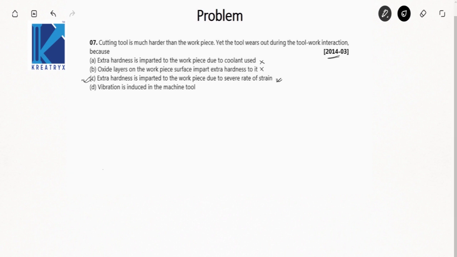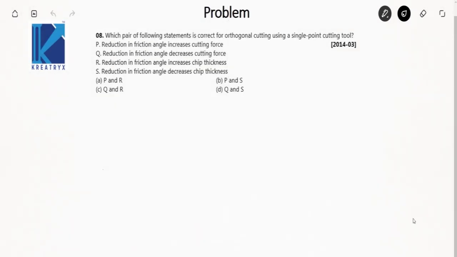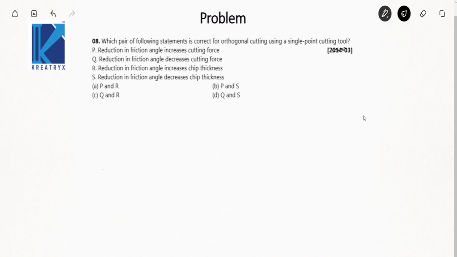Now moving to the next question. Again, this is a GATE question from the year 2014. What is the question saying? Which pair of the following statements is correct for orthogonal cutting using a single point cutting tool? Now what they are asking: reduction in friction angle increases cutting force. First of all, we have to know the relation between cutting force and friction angle.